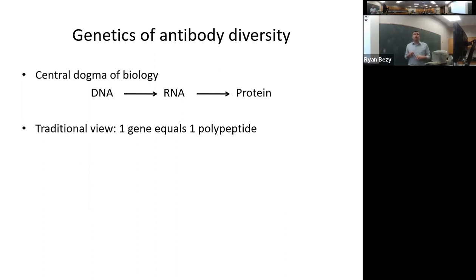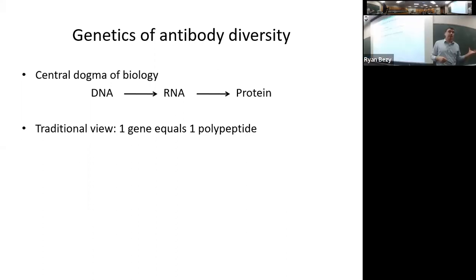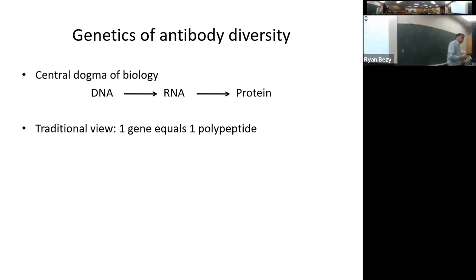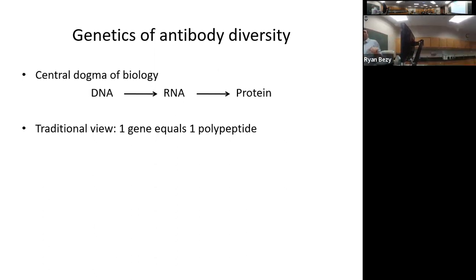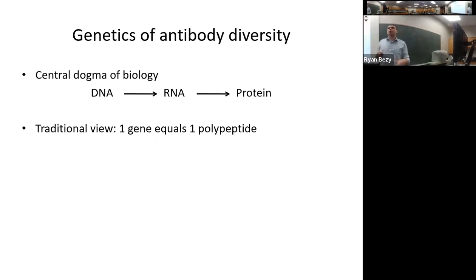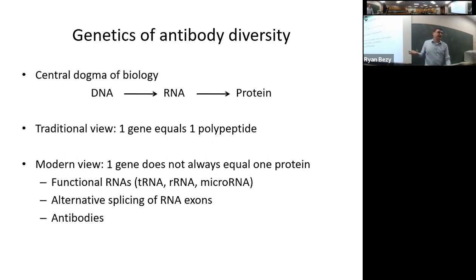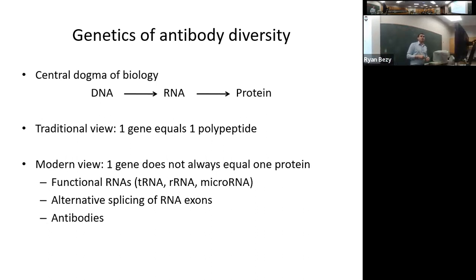The traditional view of this flow of information is that one gene in the DNA codes for one polypeptide, one protein. That was the traditional view: this segment of DNA codes for this protein. That's just the way it works. And it's also wrong. It's not wrong. It is fairly common for one gene to equal one protein. But the more modern view is that one gene does not always equal one protein.